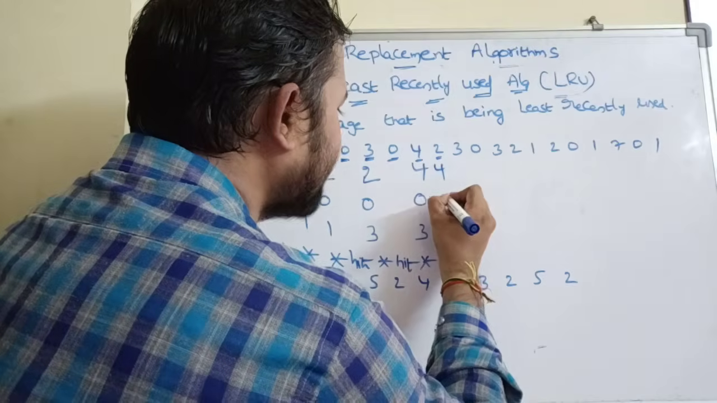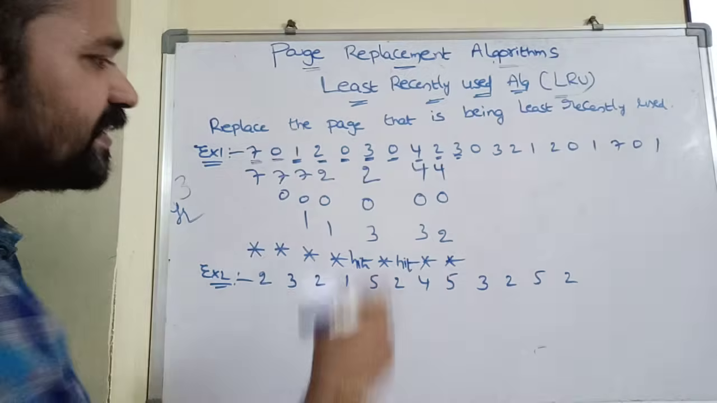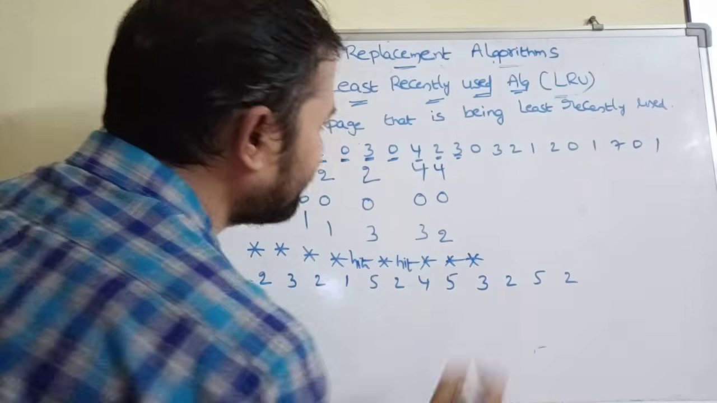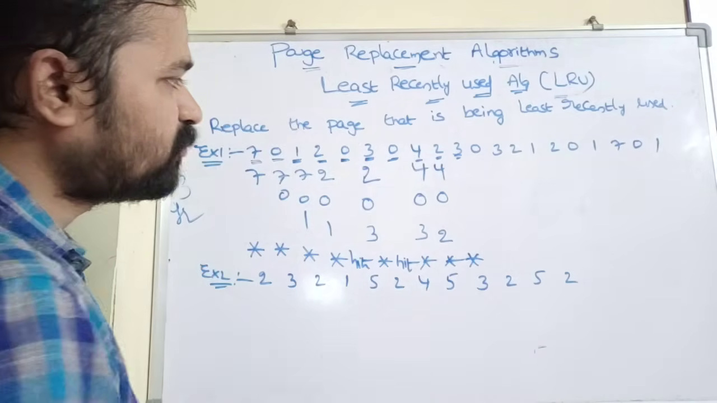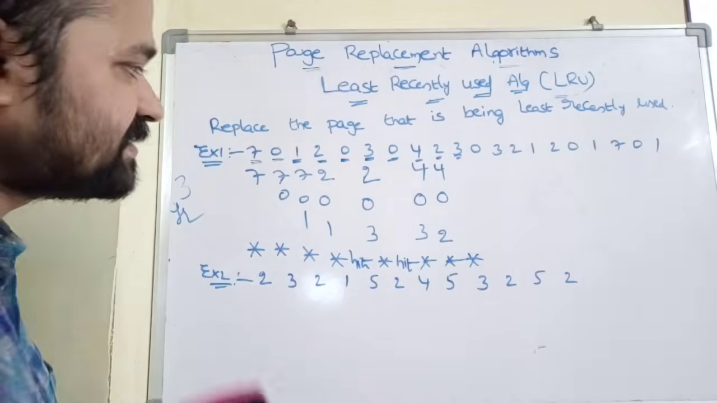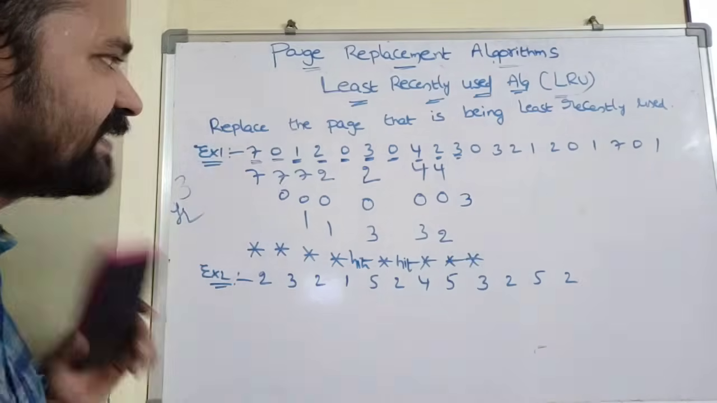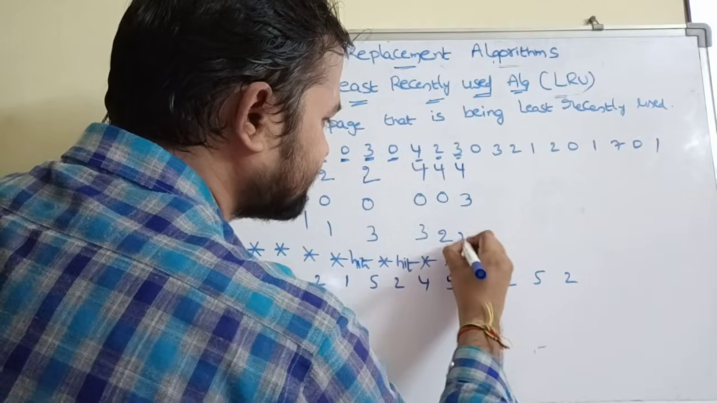Next remaining pages as it is. Okay. Next we have 3 here. So 3 is not present in the main memory, so there is a page fault. So which page we have to replace? 2 is the most recently used, whereas 0 is the least recently used page. So 0 should be replaced here. So in place of 0 we will get 3. Next remaining pages as it is.